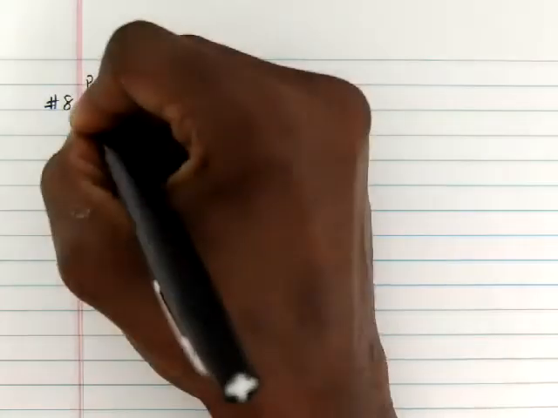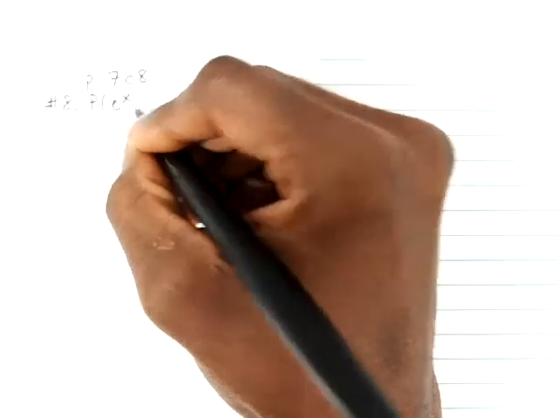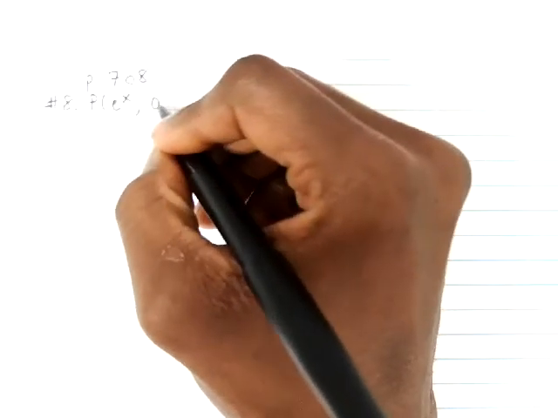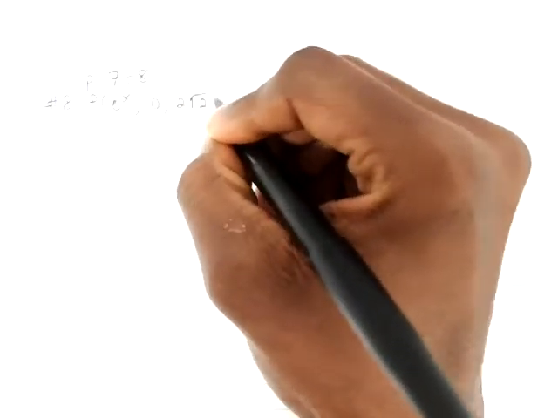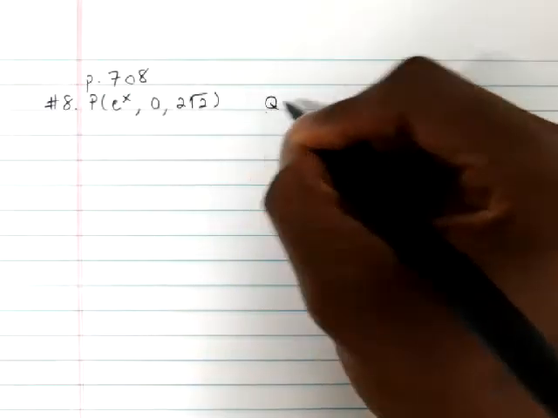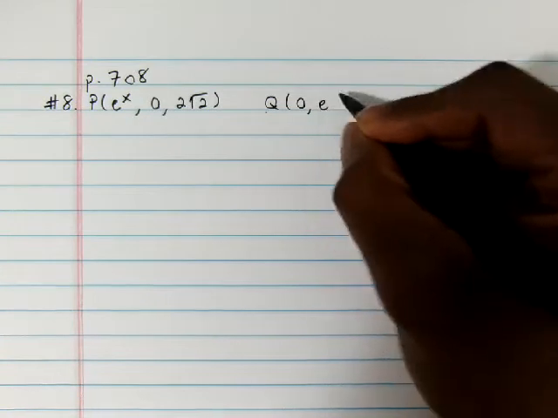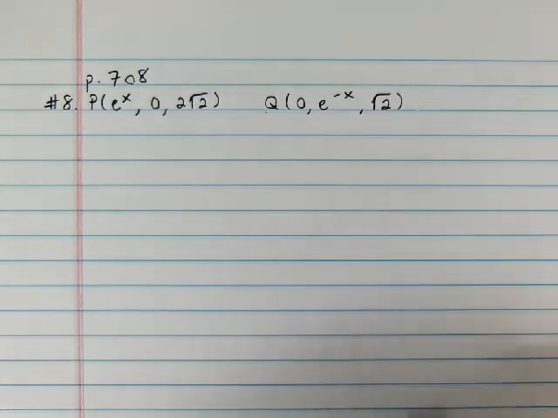And they give us 2 points. They give us the point P is e to the x and 0. So this is our x coordinate, our y coordinate, and our z coordinate is 2 root 2. And then the point Q is 0, e to the negative x, and then the square root of 2. All right, so they say find d, the distance between the points P and Q.